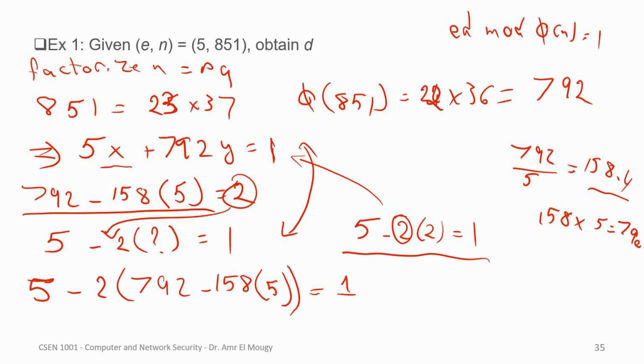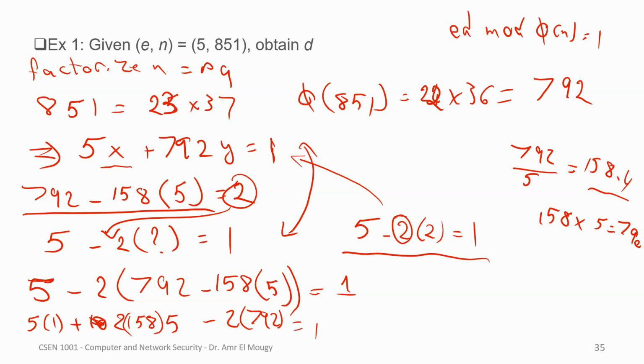Okay, so group all the 5s together and put everything on the other side. So 5 multiplied by 1 plus 2 multiplied by 158 plus 5 multiplied by 5 minus 2 multiplied by 792 is equal to 1.